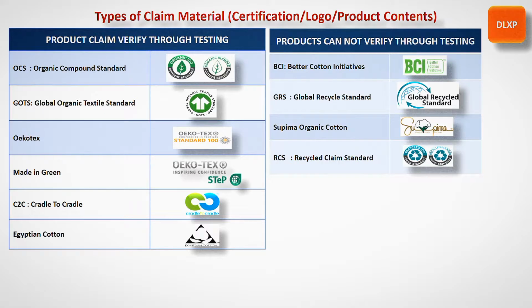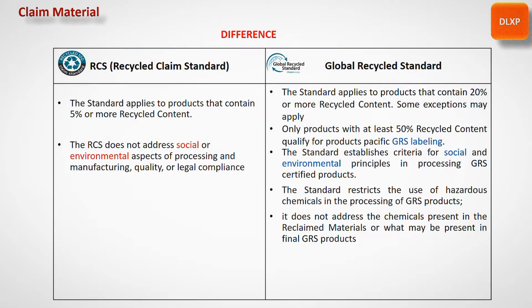Now we can understand the difference between the RCS and the GRS, because when you are going to claim any material, there are certain requirements which should be met. So first of all, we discuss the RCS. The standard applies to products that contain 5% or more recycled content, meaning that 5% or more recycled content can be used in this product. But the RCS does not address social or environmental aspects of processing and manufacturing, quality or legal compliance.